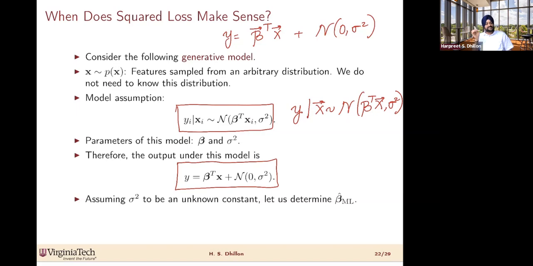So we are going to assume that sigma squared is an unknown constant. It is constant. We don't really care about what its value is. And let's now determine the maximum likelihood estimate for beta. Now the problem is very well defined. We have a probability model, we know what we are estimating, and we can define the maximum likelihood problem for this. Okay, let's do that quickly.